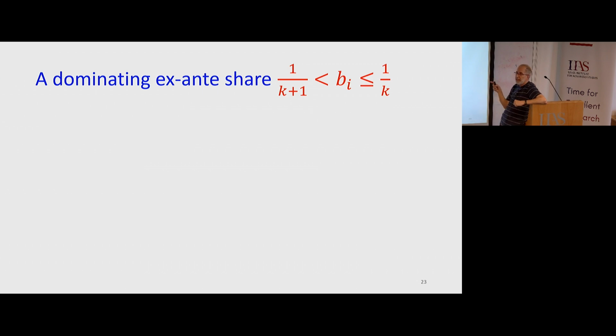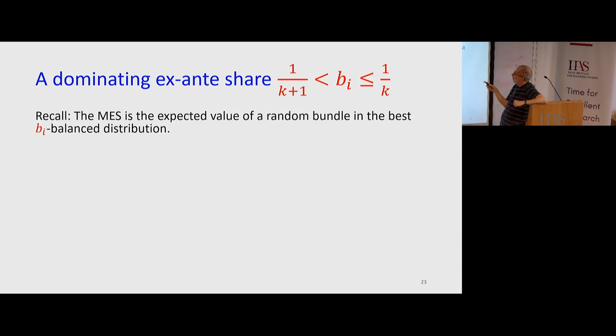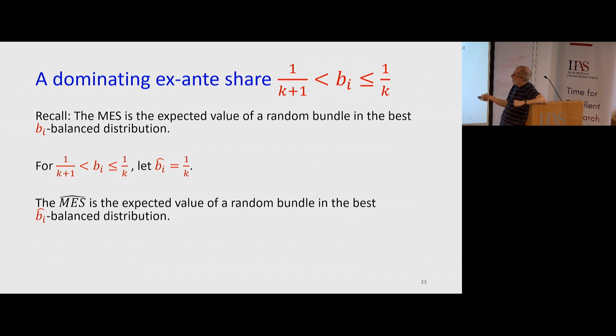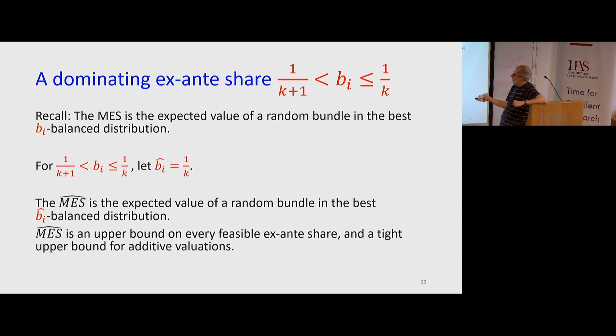Now, like we had the MMS hat, a share that dominates every possible feasible share ex post, we want to do the same thing for ex ante shares. Recall the MES is the expected value of a random bundle in the best BI balanced distribution. And when we looked at the MMS hat, we rounded valuations up to 1 over an integer, 1 over k in this case. So we can define the MES hat as the expected value of a random bundle in the best BI hat balanced distribution. This is an upper bound on every feasible ex ante share, and it is in fact a tight upper bound.